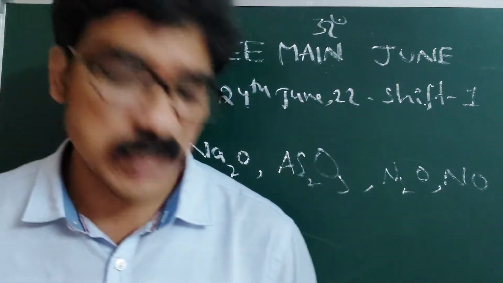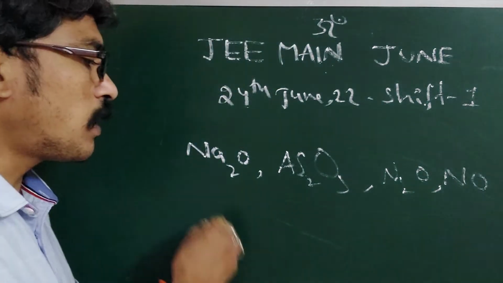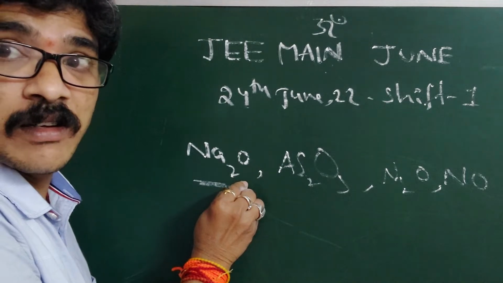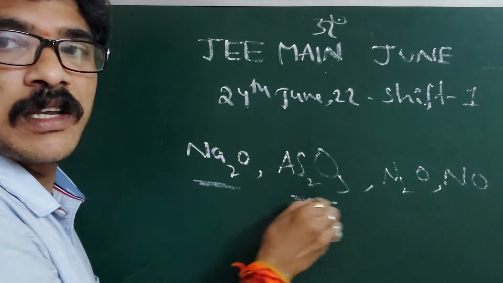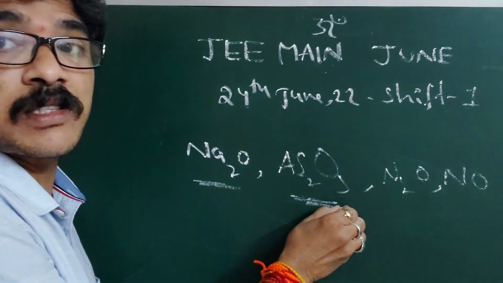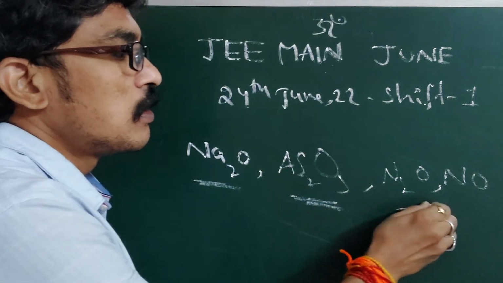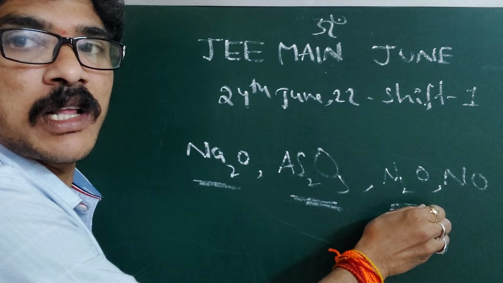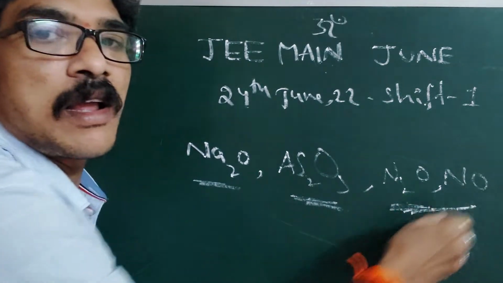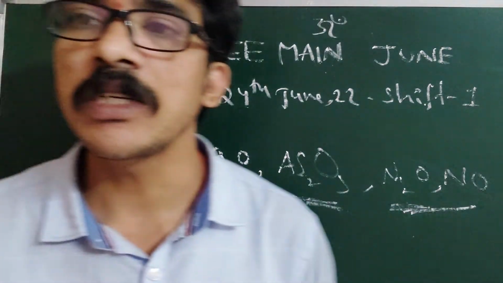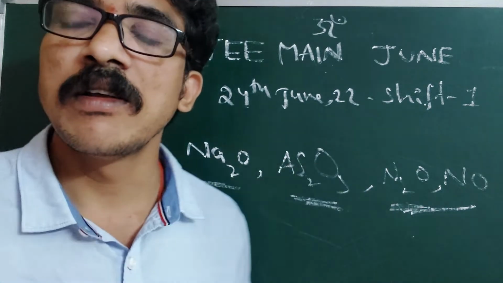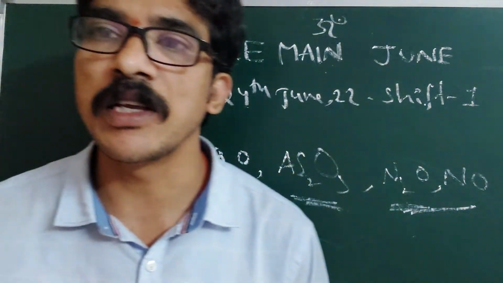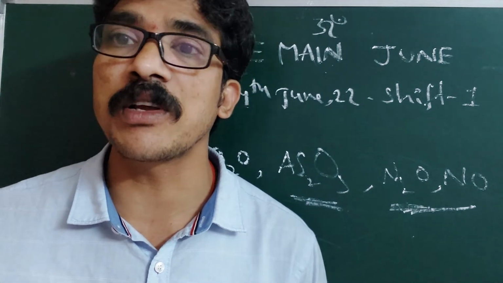So regarding this answer, only one oxide is amphoteric. We know sodium is a metal. Metal oxides are basic. Arsenic is a metalloid. Metalloid oxides are amphoteric. Nitrogen is a non-metal, but N2O and NO are neutral oxides. As2O3 is an amphoteric oxide.